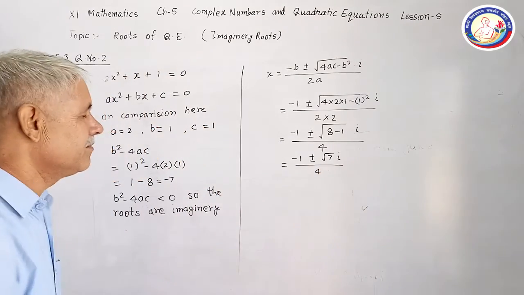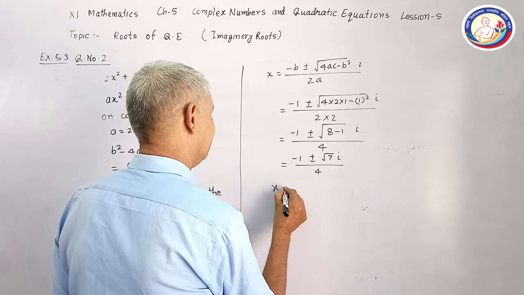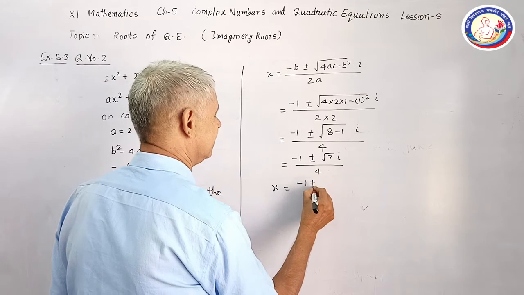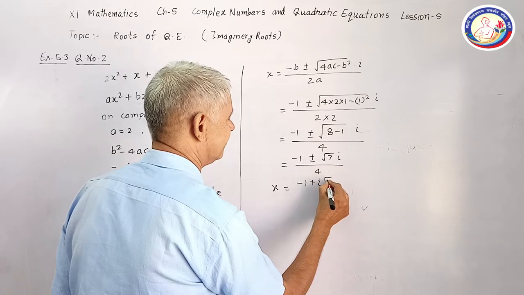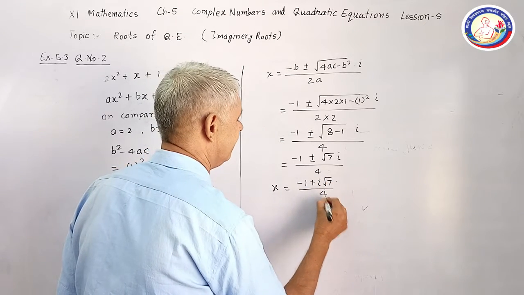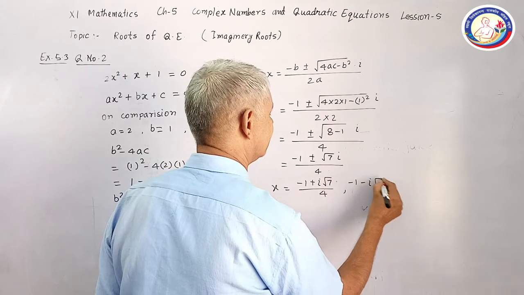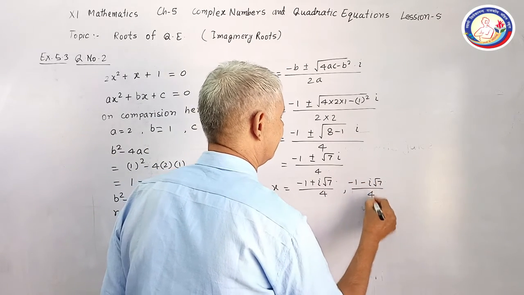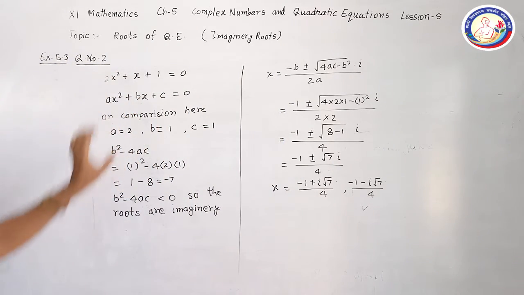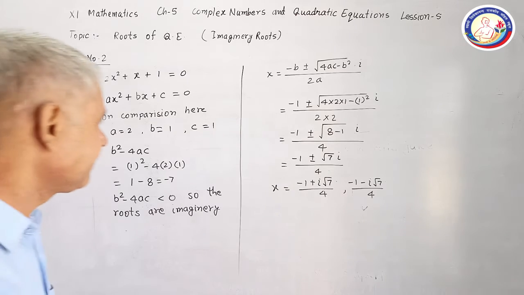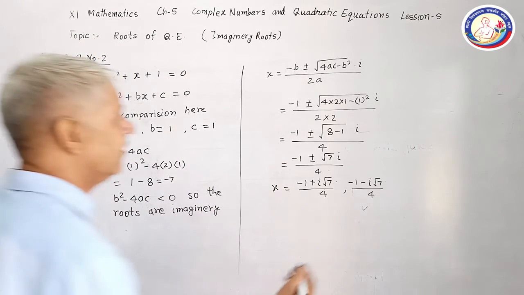So the roots will be as follow. First root will be minus 1 plus iota root 7 divided by 4, and second will be minus 1 minus iota root 7 divided by 4. So these are the roots of this given equation. We can use the original formula also. How?